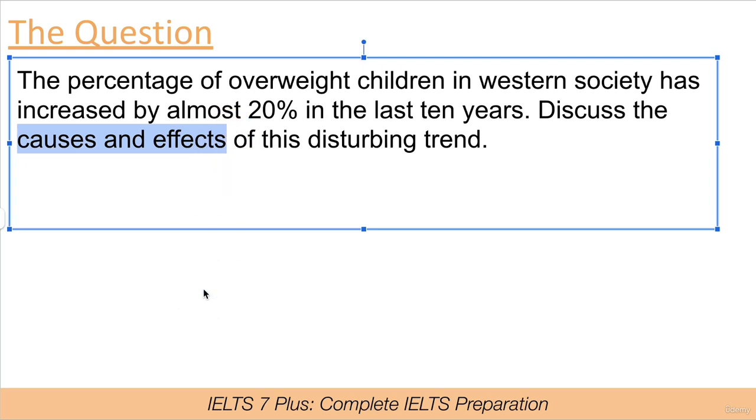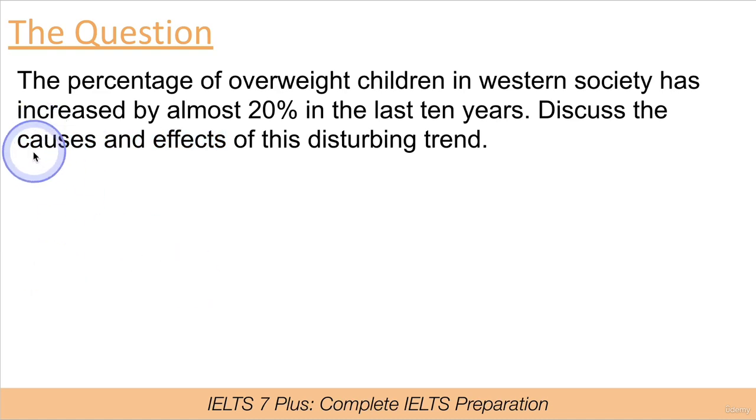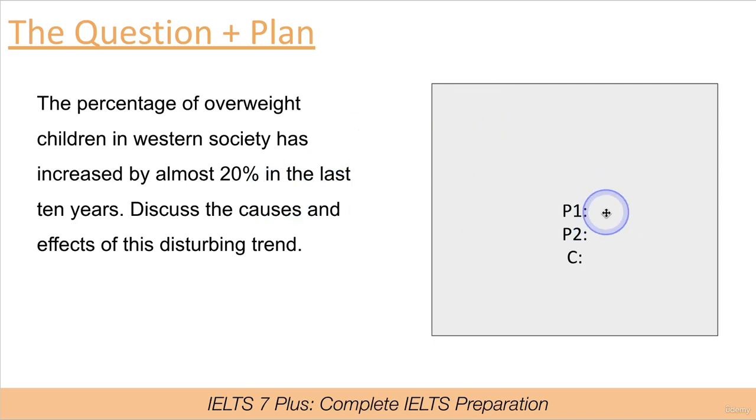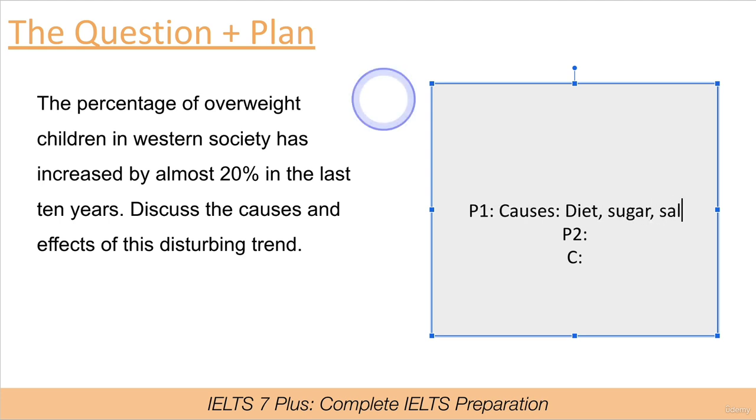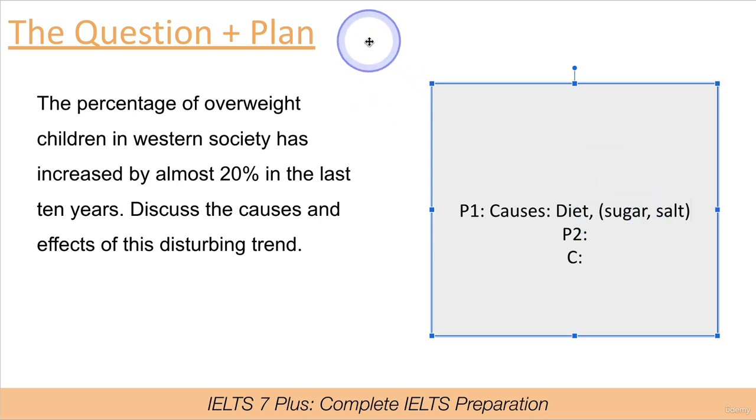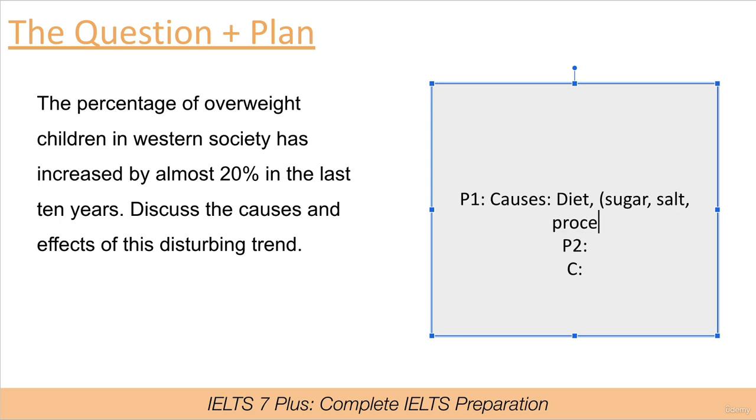So for the first paragraph, we will talk about the potential causes, and the second one, we will look at the effects. Okay, so let's have a think about this a bit more with the plan. So causes then. Let's see what we're thinking for causes. The first one that jumps to mind is diet. So that can encompass the rise in sugar, salt. Let's put this in brackets so we know that we're developing the diet. In Western diets, it is heavily reliant on processed foods.